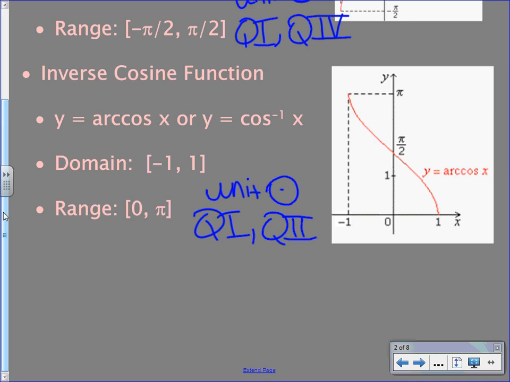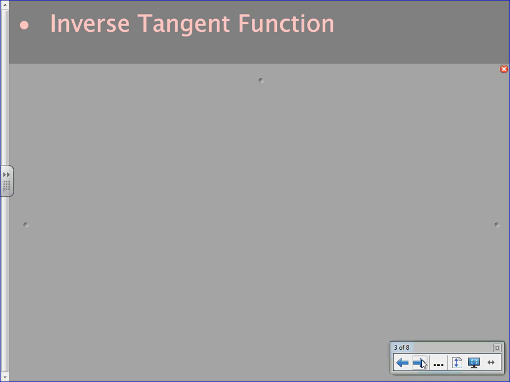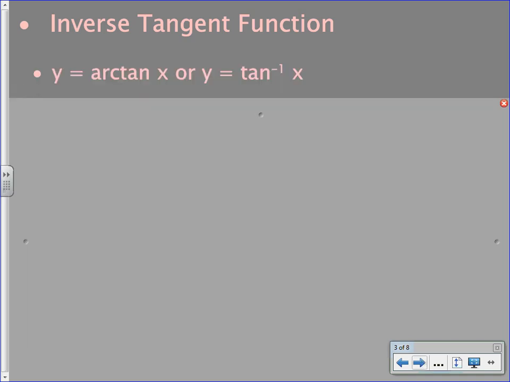Last but not least, let's talk about our tangent function. So our inverse tangent function, we have our same notation, arctangent or tangent inverse. They both mean the same thing. You will see them written both ways in your homework, on your quiz, on your test.